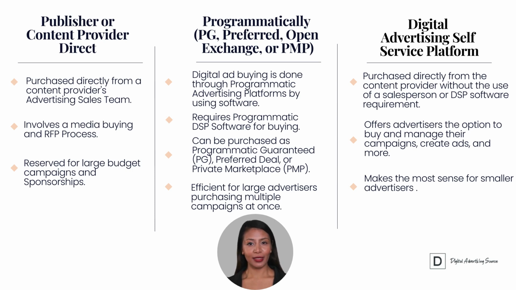Self-serve platforms make the most sense for smaller advertisers that do not have access to programmatic buying software or don't meet the budget requirements for direct guaranteed buys. Regardless of how digital advertising is purchased, it is important to check out the content provider's creative spec requirements and product offerings, as each content provider has specific creative requirements and can offer a wide range of digital ad types and formats. Now, let's learn a little bit more about digital advertising buying metrics.